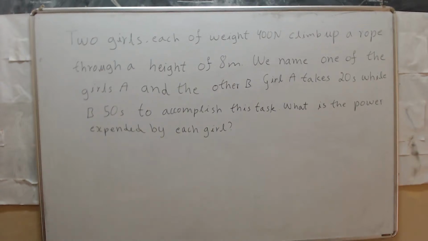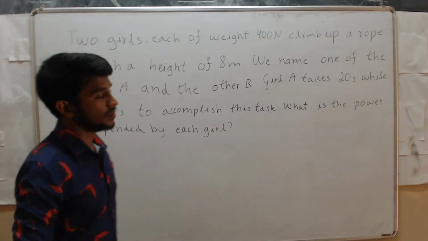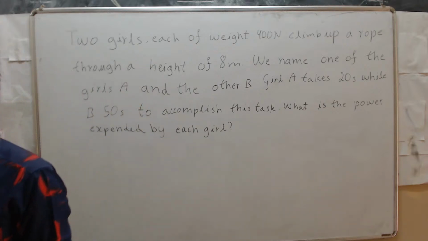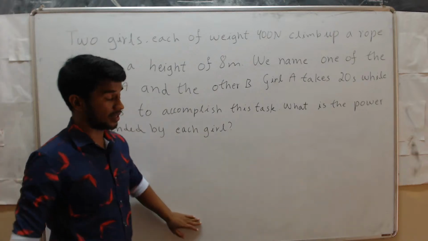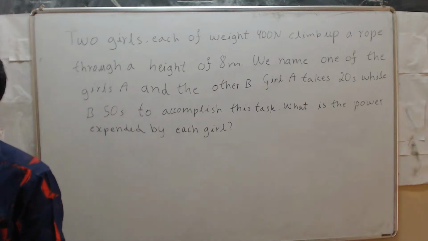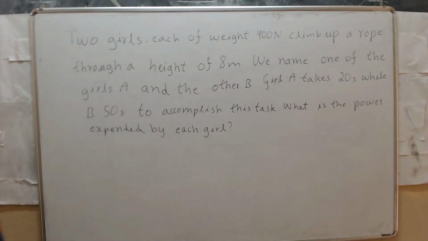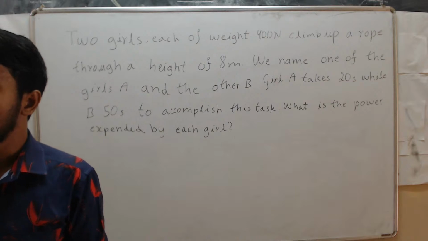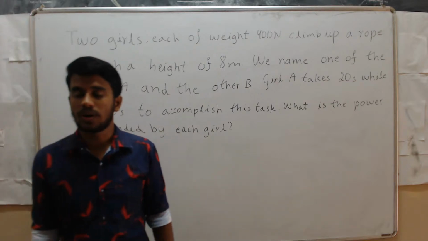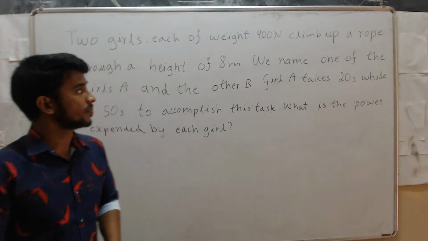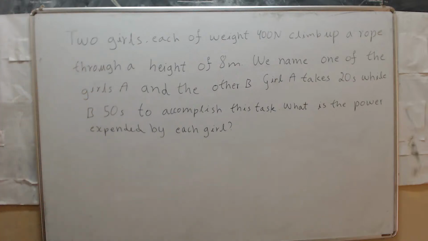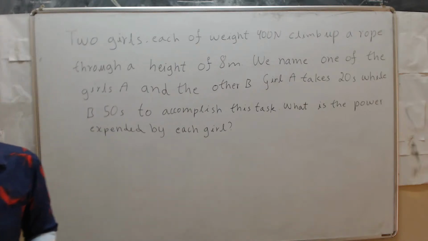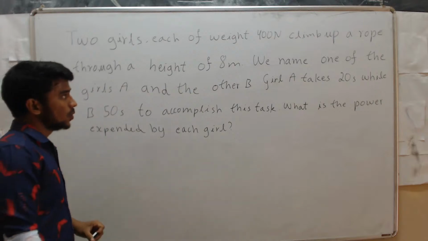See here, they have given weight. We will discuss what weight is in the gravitation chapter. Here, weight is also a force. Weight means the force between your body and earth. Two girls, each of weight 400, climb up a rope through a height of 8 meters. They will climb up, right? Which means they will do work.